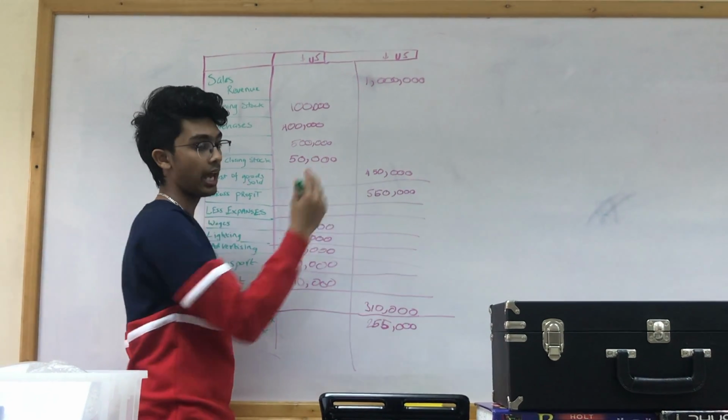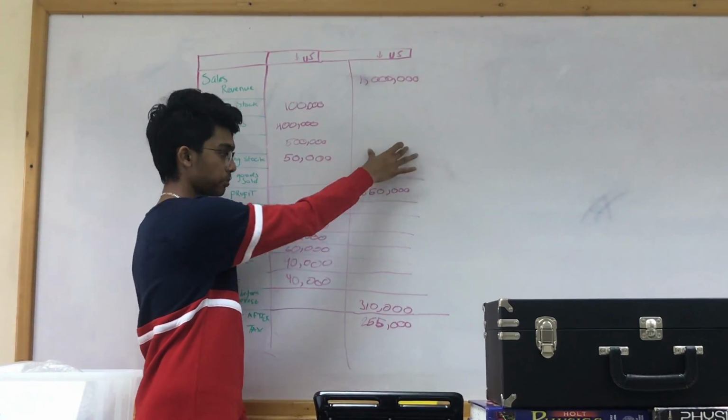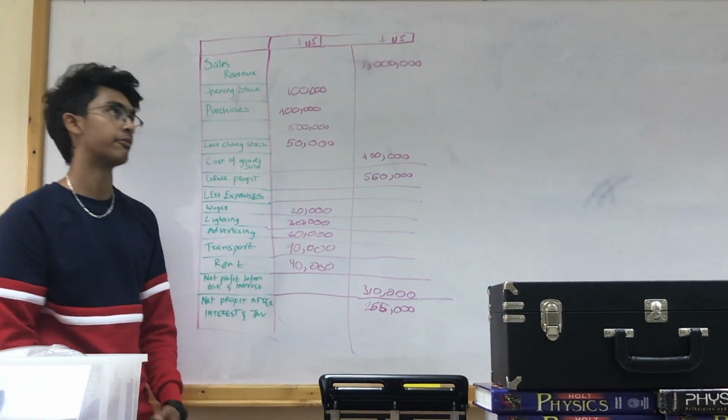And after that, after you have the sum of everything, you put them on this side of the profit and loss account, which is the third part of the profit and loss account. And at the end, you'll get a total profit for your company.